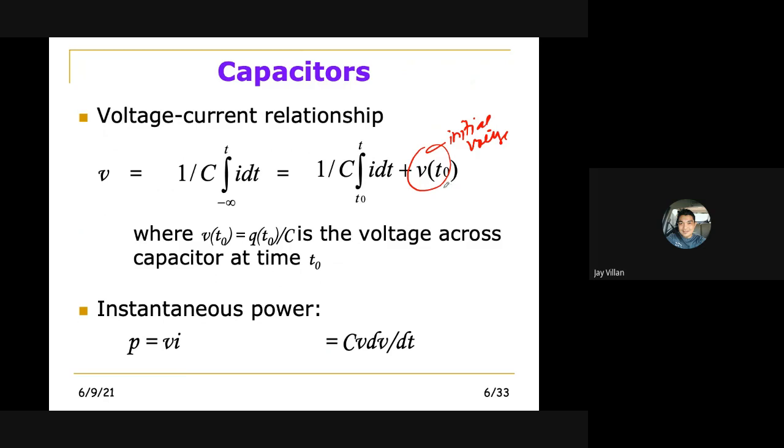So the instantaneous power in your capacitor is P equals V times I. So that is equal to C V dV over dt. Okay, so we are just substituting the previous equation, I equals C dV over dt.